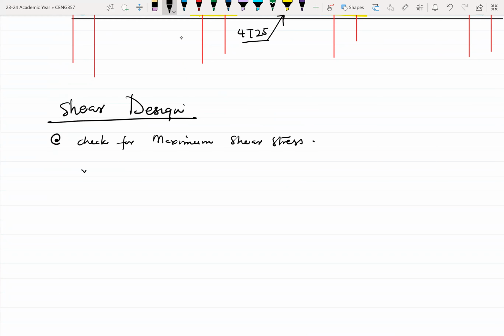So maximum shear stress V is equal to the shear force at the face of the support divided by BD. Okay. So Vs, which is the shear force at the face of the support, is simply 0.6 F, which is the shear force at the center of the support, minus W times the support width over 2. So half the support width.